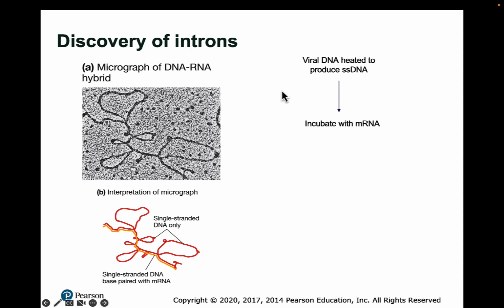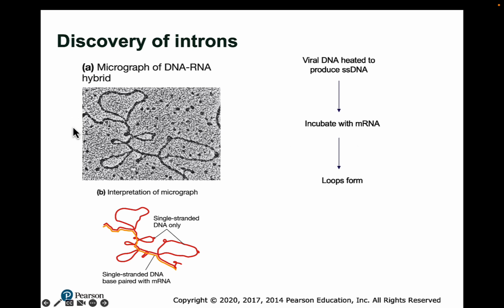So there was a great experiment done early on where they took viral DNA and they heated it so that the hydrogen bonds between the base pairs separated like they would in a PCR reaction, and this produced single-stranded DNA. The scientists then incubated this single-stranded DNA with mRNA, and they thought that they would polymerize one-to-one, right? Because in the process of transcription, DNA is just being copied into RNA.